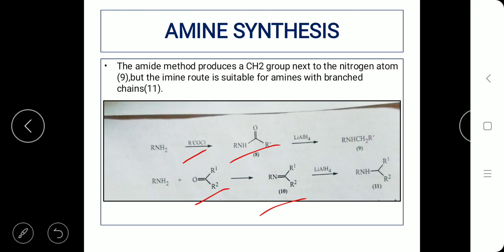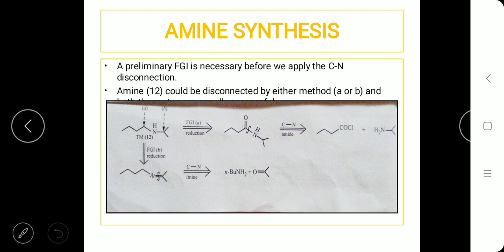So these are highly unreactive. It is not like you are adding an alkyl halide and getting a first product which is going to be reactive with the starting material. But here these amides and the imines are less reactive, and these can be further reduced to give the target molecule. So we can adapt this technique of using acyl chlorides, acyl halides, and also ketones or aldehydes. A preliminary functional group interconversion is necessary before we apply the C-N disconnection.